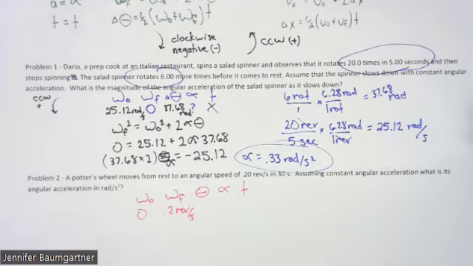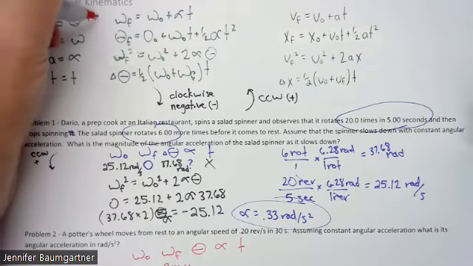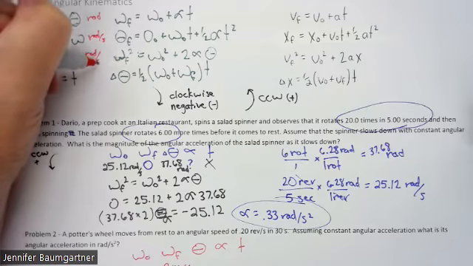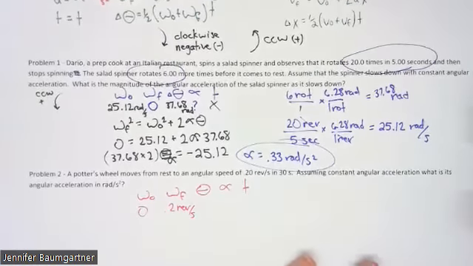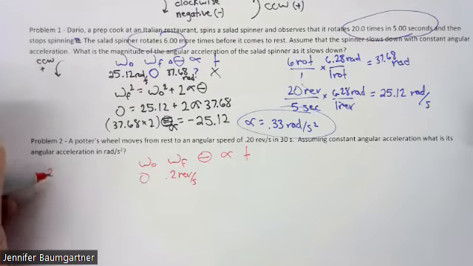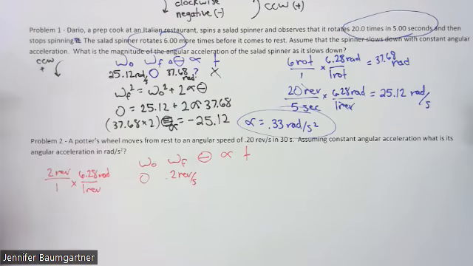Now, here's another thing. If you're confused about what goes with what label, remember, look at your units. Theta is going to be in radians, omega is going to be in radians per second, and alpha is going to be in radians per second squared. But we have a problem, right? Because this is in revolutions per second, so I'm going to have to convert this. I'm going to take 0.2 revolutions over 1 times 1 revolution is 6.28 radians, over 1 second.